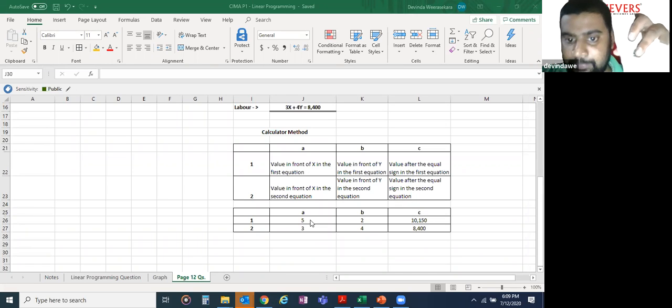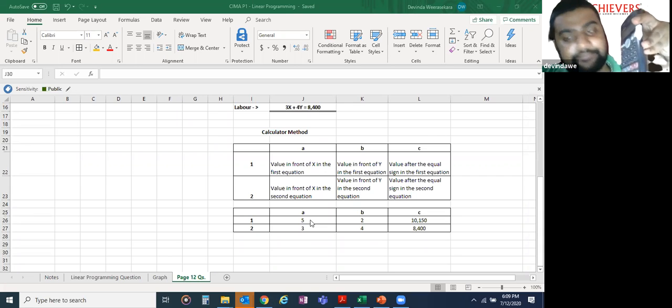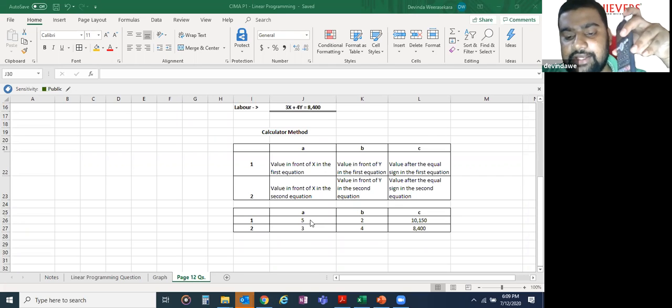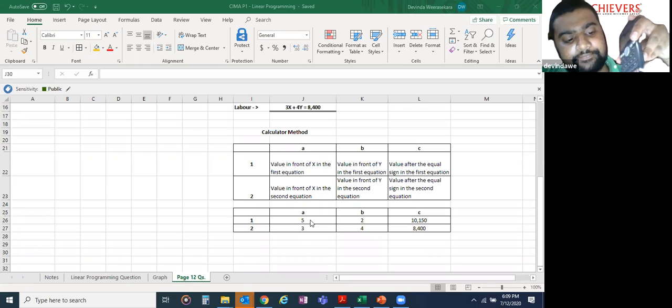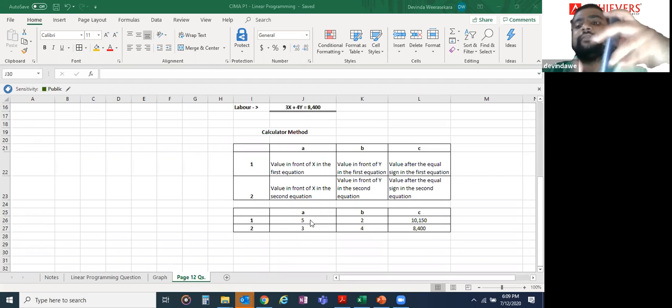What is A2? The value in front of X in the second equation, which is 3. Type 3, press equals. The moment you do that, they will ask you B2. B2 is what? The value in front of Y in the second equation, which is 4. So type 4 and press equals. Then they will ask for C2. What is C2? The value after the equal sign in the second equation, 8,400. So type 8,400 and press equals.